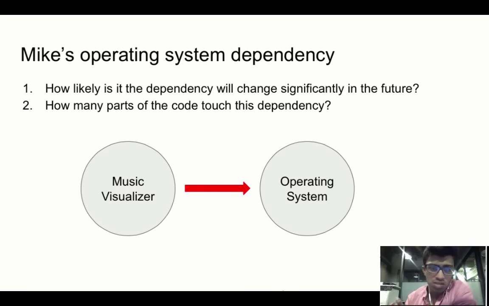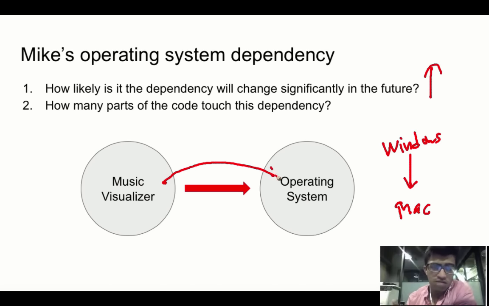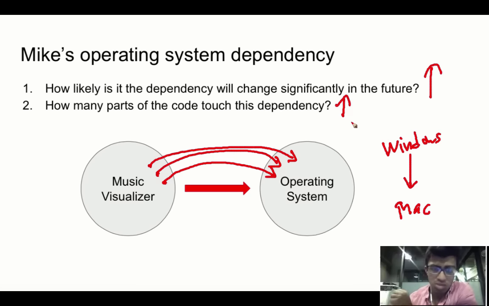So in Mike's music visualizer, the operating system could change in a very big way. Let's say he moved from a Windows platform to a Mac. Well, Mac could have a very different way of capturing audio. So it could change in a pretty big way. This number was high. Now, what about number two? How many parts of the code touch this dependency? Well, it turns out that the music visualizer needs to interact with the operating system in a few different ways, and it required a lot of ugly code, as Mike put it. So this number is high too.